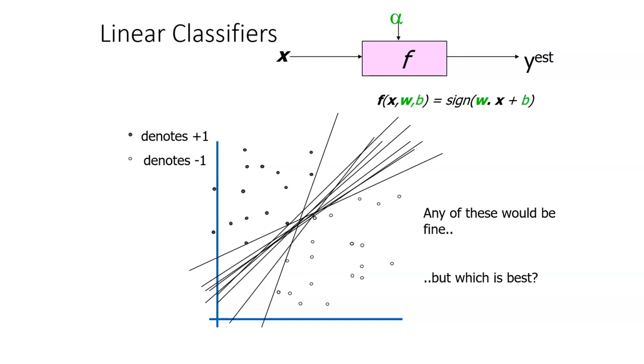This is diagrammatically shown here. We have an input x, and we have a function alpha, and then we get a y value. Sometimes we can represent it as sign of w dot x plus b, so we have the function f of x, w, and b. So we have three parameters over here, x, w, and b, and then we get a function out of that.